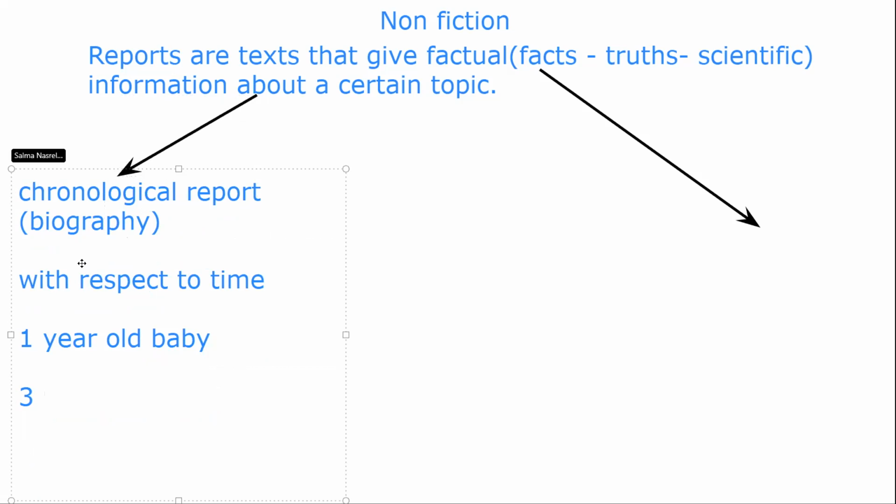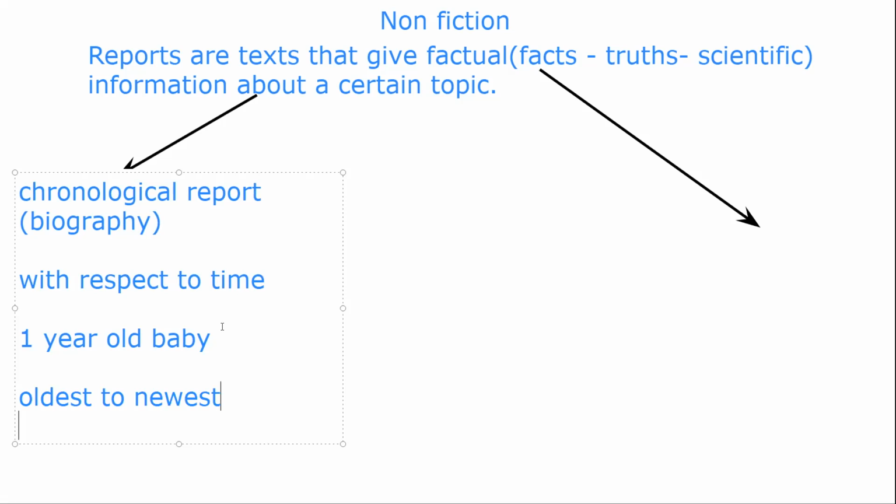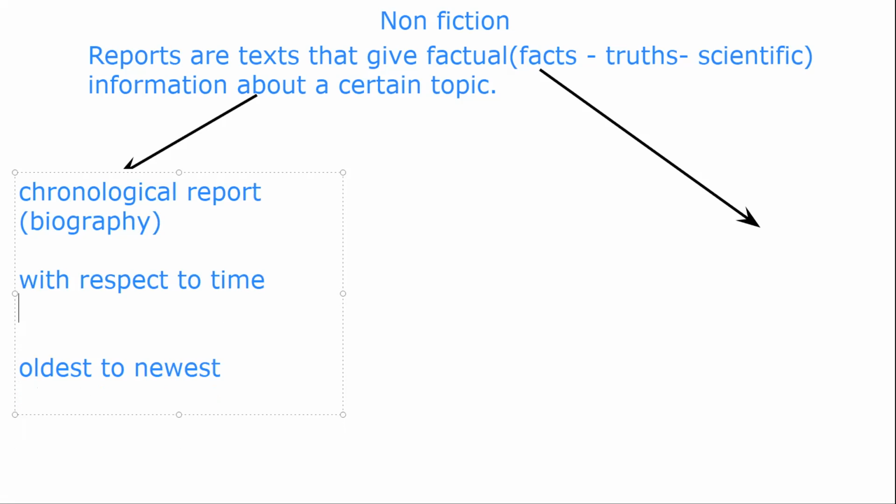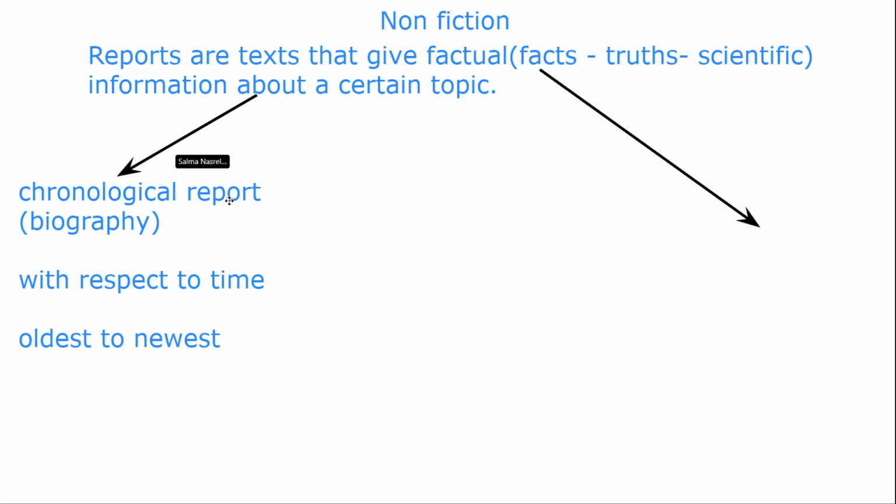Chronological cares about the order, the time. Again, it cares about the time. You tell everything from the oldest to the newest. This is what I mean when I say a chronological report or a biography of someone.